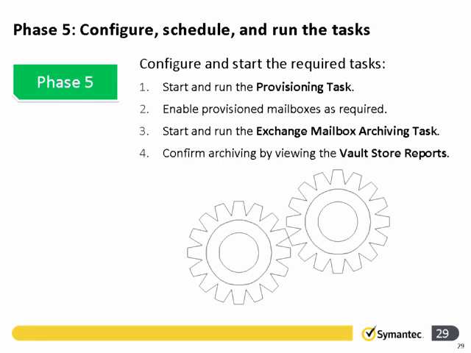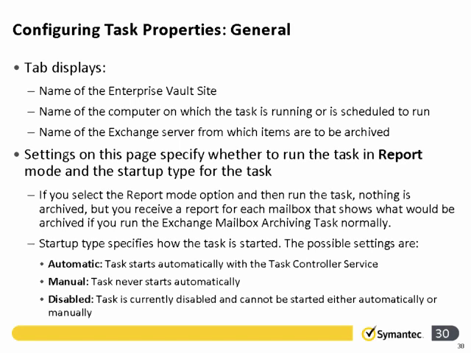Now, once I've created this Exchange mailbox archiving task, to be able to go in and actually look at the individual properties of it, we can just right-click on the task and open up the Properties page. On the General tab of the Exchange mailbox archiving task, you will see the name of the Enterprise Vault that this task is associated with. It'll give you the name of the computer on which the task is actually running or scheduled to run on. It will also give you the name of the Exchange server from which the items are going to be archived. And again, remember that we are associating individual Exchange mailbox archiving tasks with individual Exchange servers.